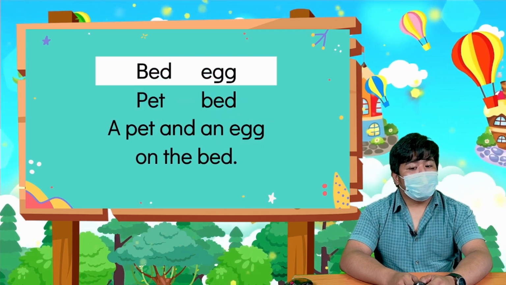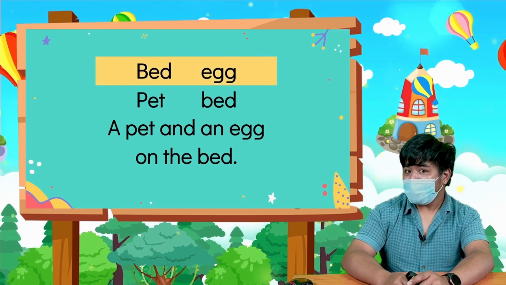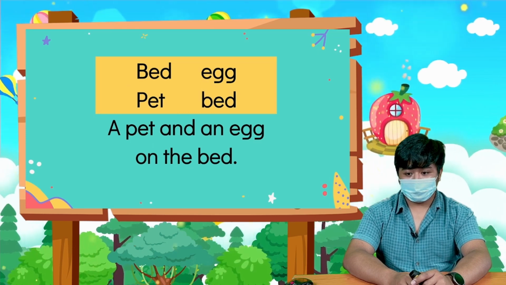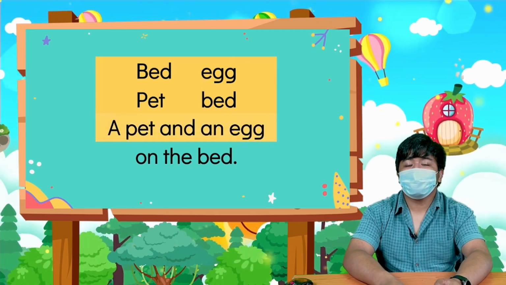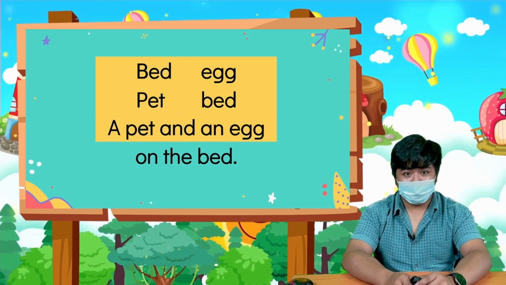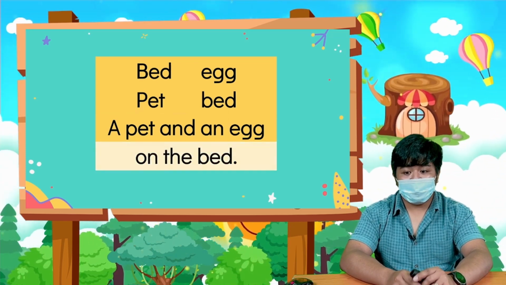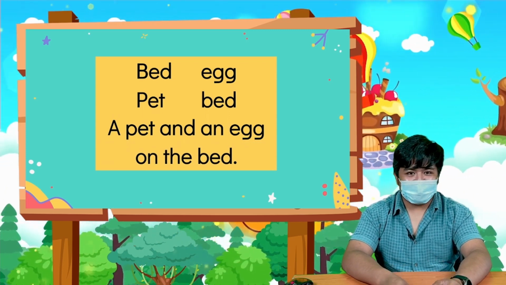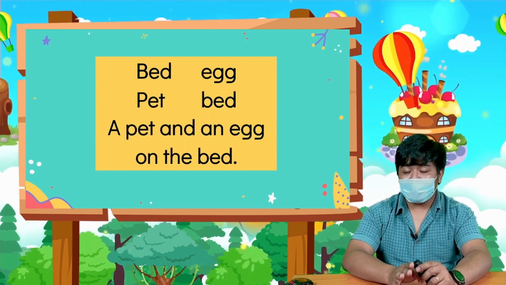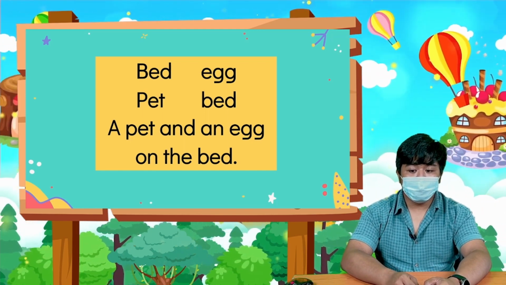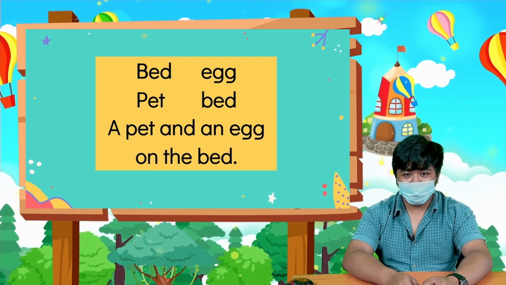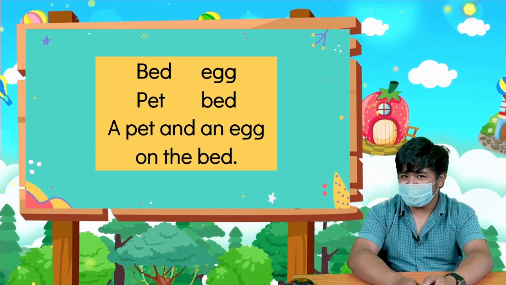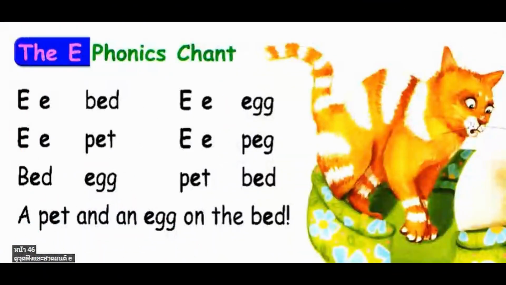Okay. Bed, egg, pet, bed, a pet, and an egg on the bed. Let's repeat that one more time. A pet and an egg on the bed. Very good. Now, let's sing, okay? Don't forget to sing along. Come on, don't be shy. Watch this. The E phonics chant.